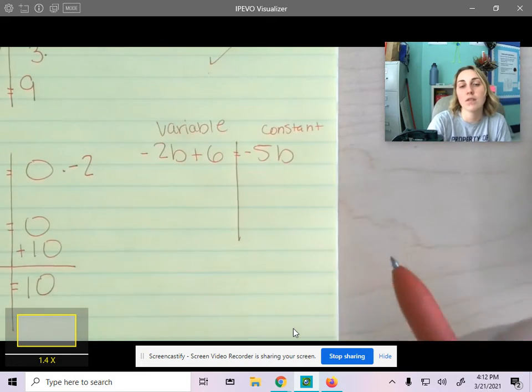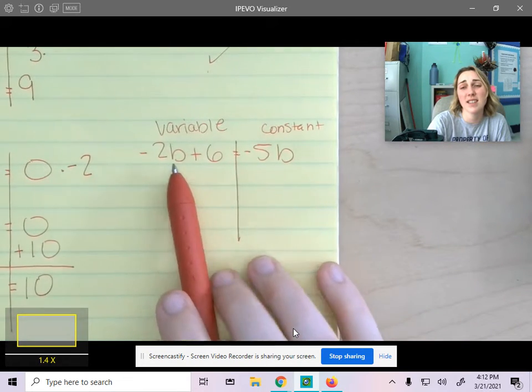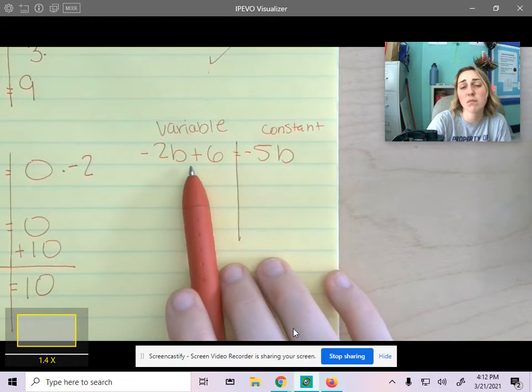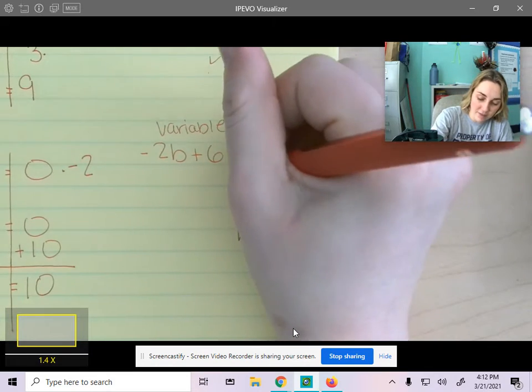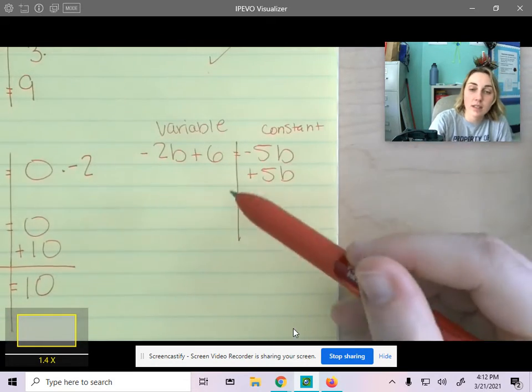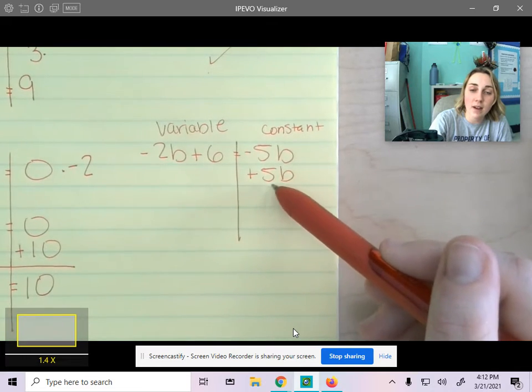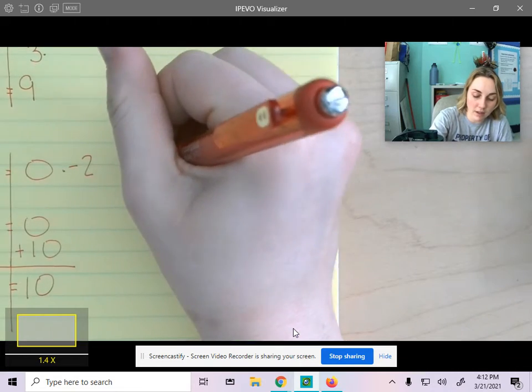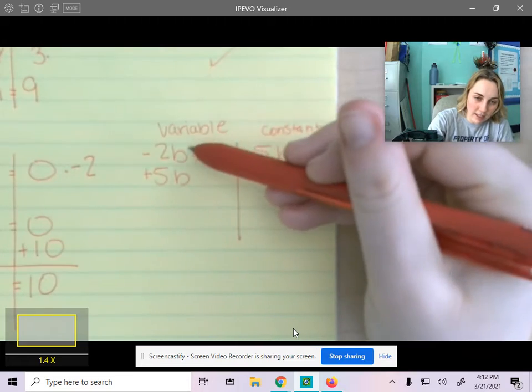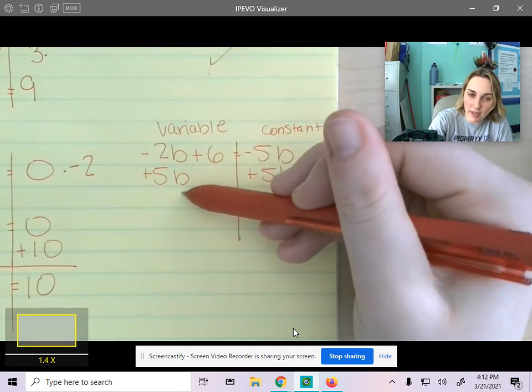Okay. So if this is my variable side, that means I need to move everything. I need to move my variable over here. So let's do that. I'm going to add 5b to get rid of it. And if I add it on this side, I have to do the same thing on this side as well. And again, I like putting it directly under the variable that I want to go ahead and solve.